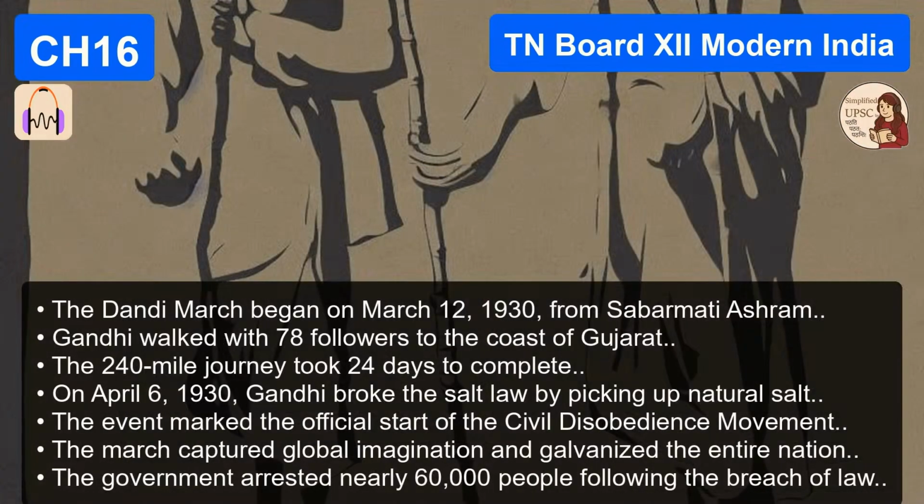It was. And on April 6, 1930, and note the date, it was the anniversary of the Rowlatt Hartal, he reached the coast, bent down, and picked up a lump of natural salt from the shore. Technically, in that moment, he became a criminal. He had broken the British salt law. And that one simple act was the signal that set the entire country on fire.